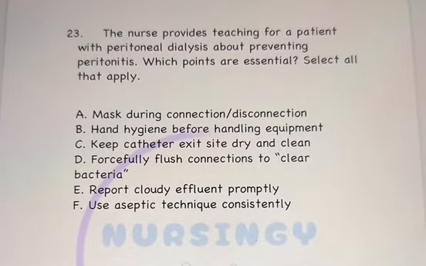The nurse provides teaching for a patient on peritoneal dialysis about preventing peritonitis. Which points are essential? Select all that apply. So we know peritonitis is the most common and a serious complication of peritoneal dialysis. So we always need aseptic techniques. Yes, we always need aseptic techniques.